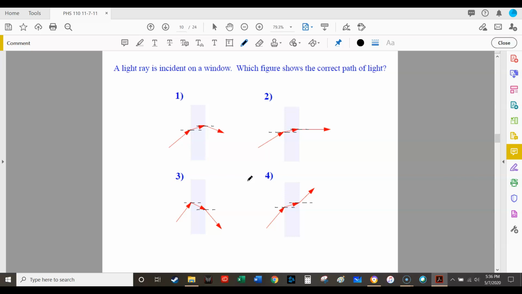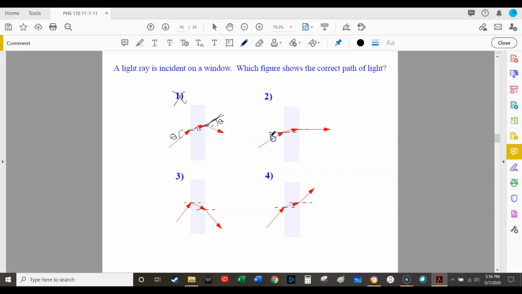Okay, you've unpaused the video now. So here we go. You have an incident ray coming in, and in number 1, when it does refract into the window, it does bend towards the normal. But then something weird happens. It looks like it's almost reflecting off that imaginary normal line. And it shouldn't be. It should be leaving with the same angle to the normal that it came in on, so this angle here should be the same as this angle here. So it should be doing this, but they drew this. So number 1 can't be right.